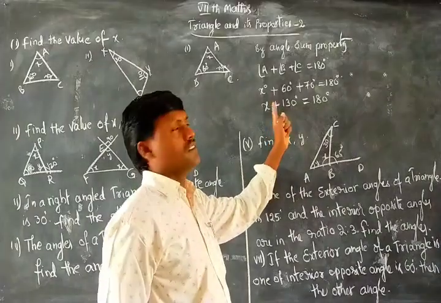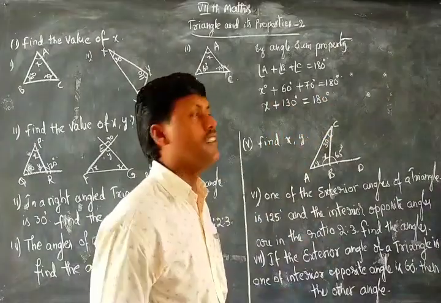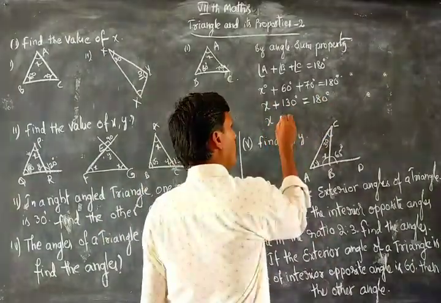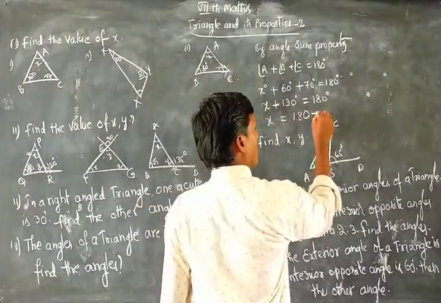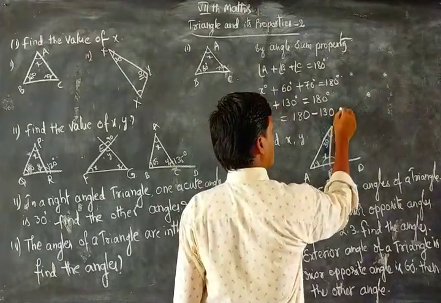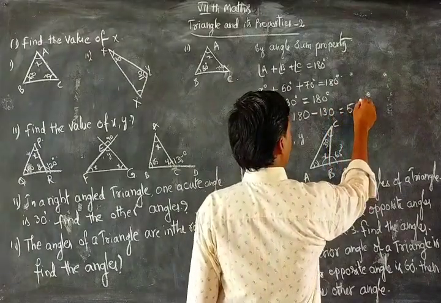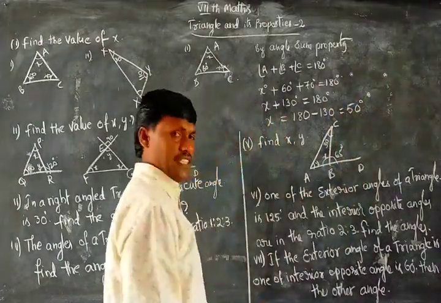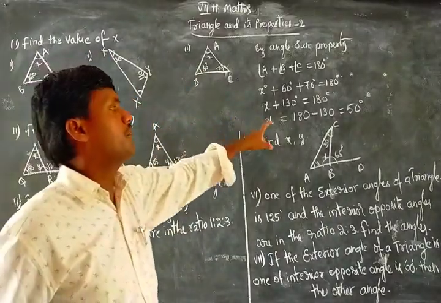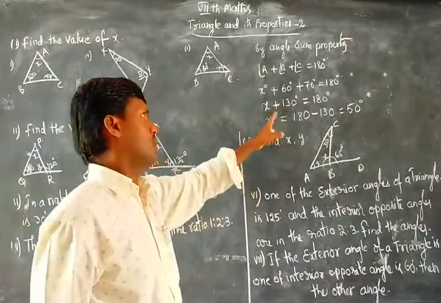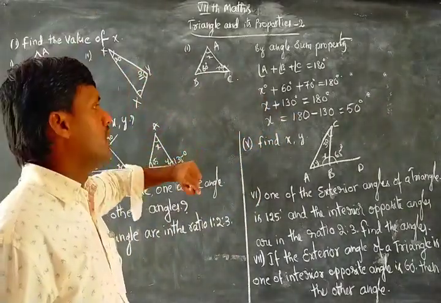130 has a positive sign, so transposing to the right side, plus 130 becomes minus 130. 180 minus 130. Finally we got the x value as 50 degrees. So x is equal to 50 degrees. This is the first solution answer.